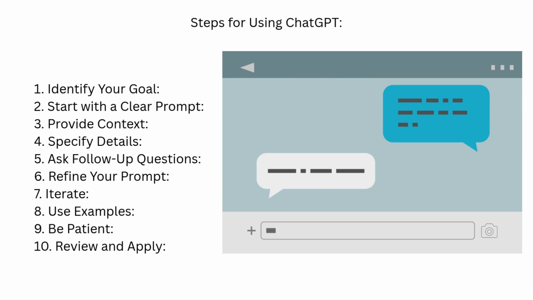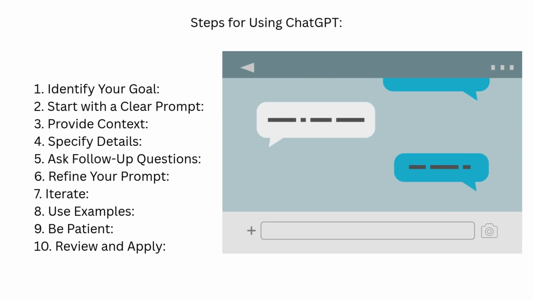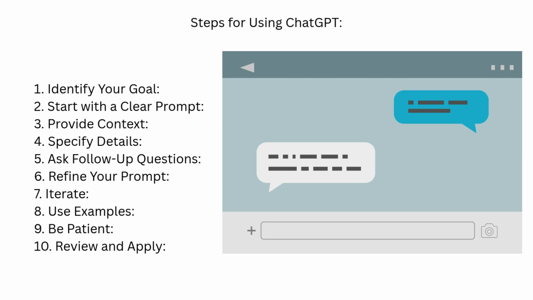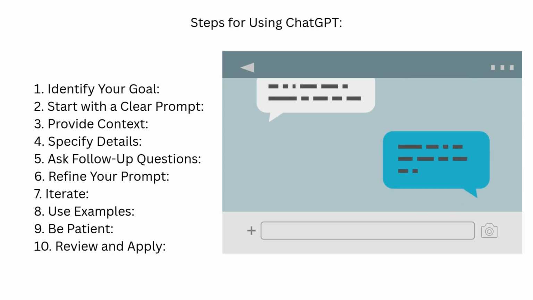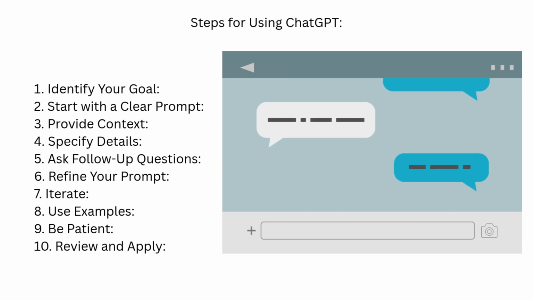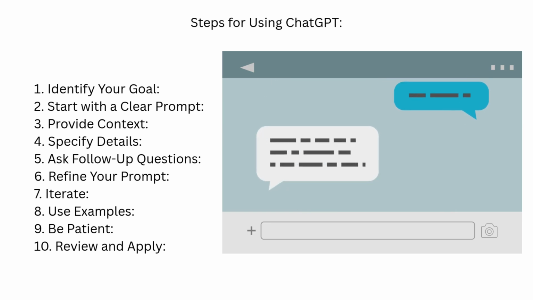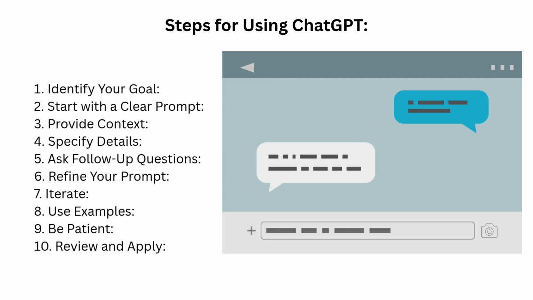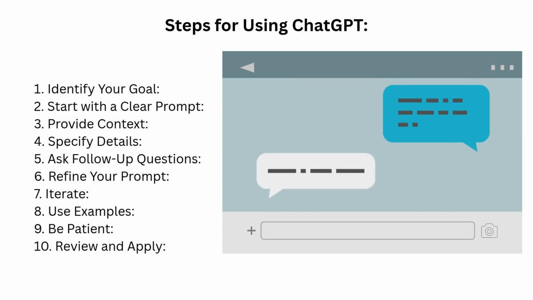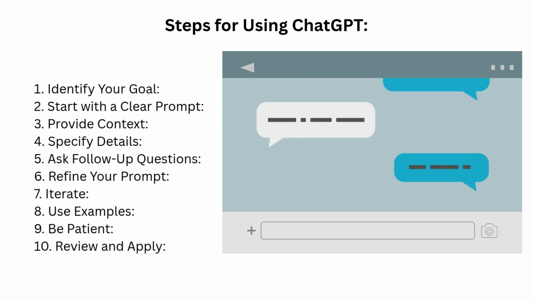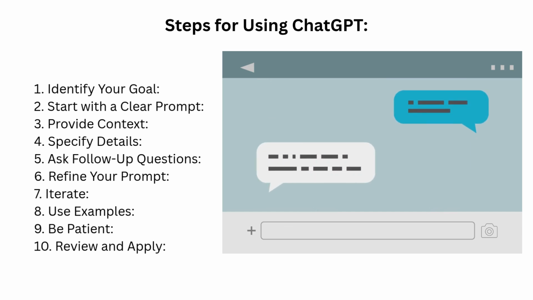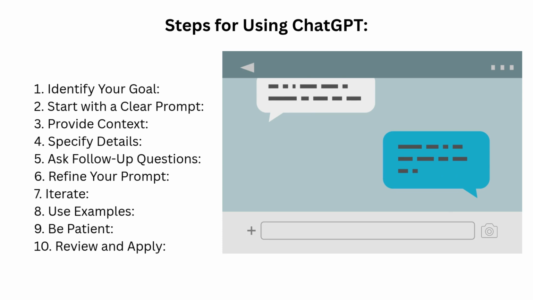4. Specify details. If applicable, mention specific requirements, such as tone, length, or format of the response. 5. Ask follow-up questions. After receiving a response, ask clarifying questions or request additional details if needed. 6. Refine your prompt. If the response isn't satisfactory, rephrase your question or add more context to improve clarity. 7. Iterate. Continue the dialogue by building on previous responses, using insights gained to ask more targeted questions.